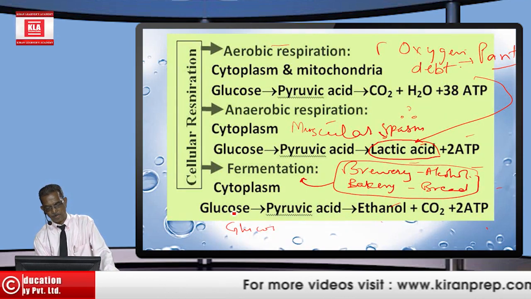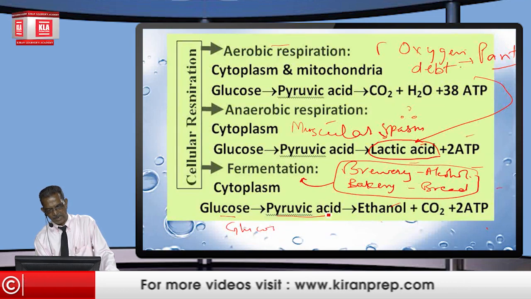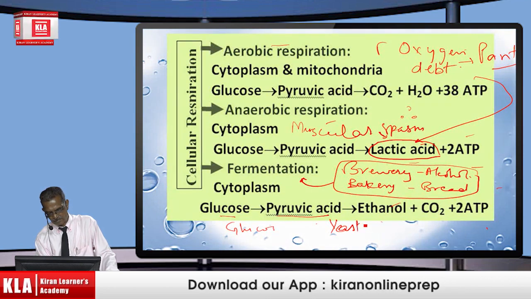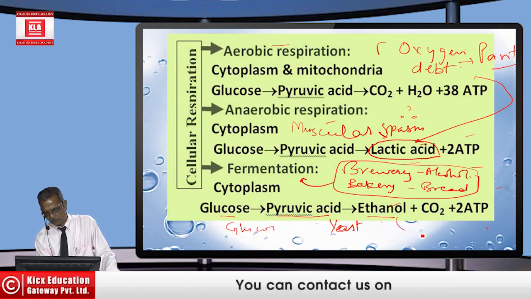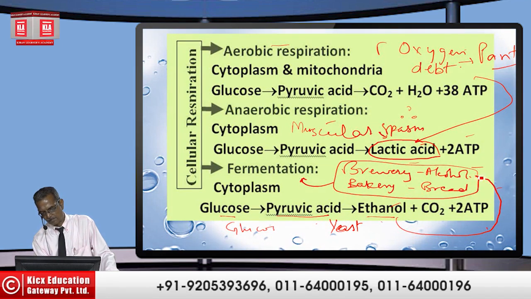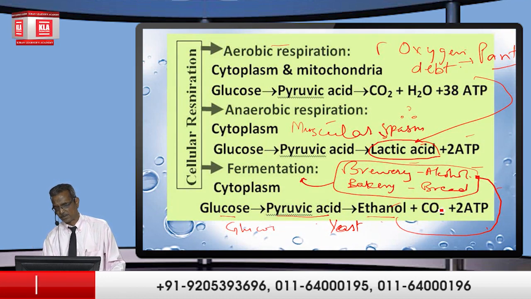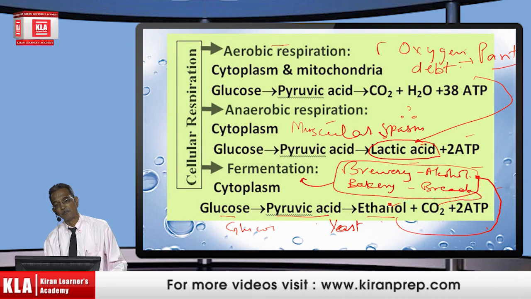Because if you see here, glucose is converted into pyruvic acid. And then this pyruvic acid is acted upon by yeast. You must have heard of the yeast powder you get from the grocery shop. It acts on the pyruvic acid and produces ethanol. Ethanol is the product we use in the alcohol industry, the industry involved with making alcohol, beer, wine, whiskey, etc. And carbon dioxide is used by the bread.